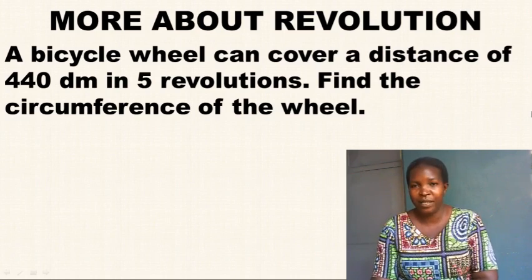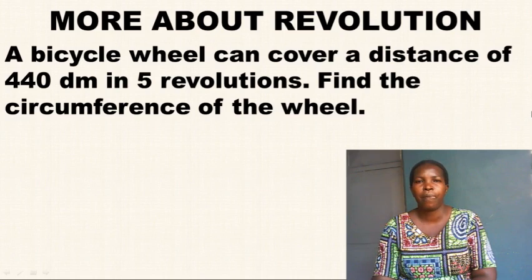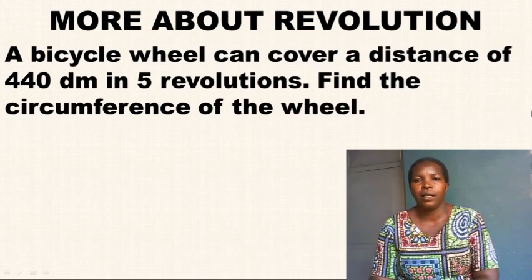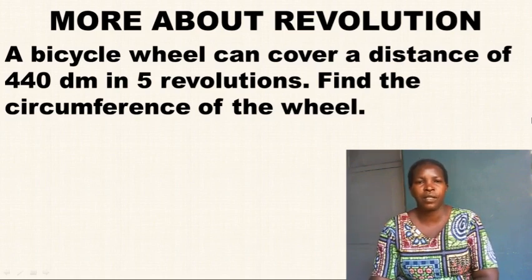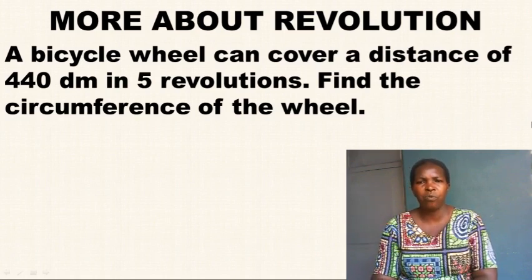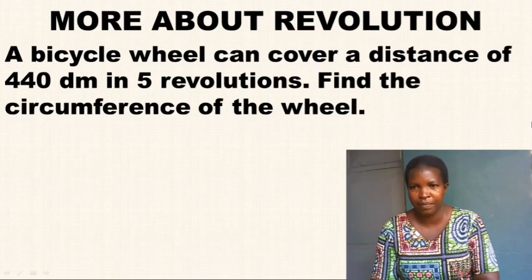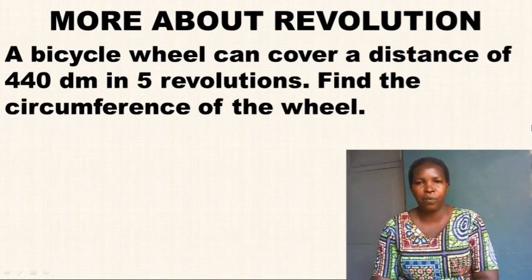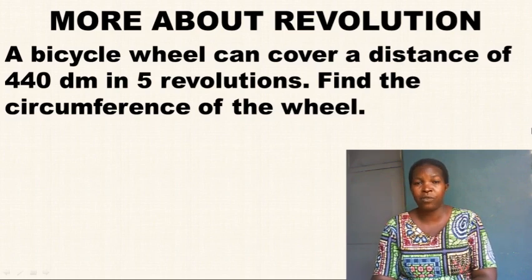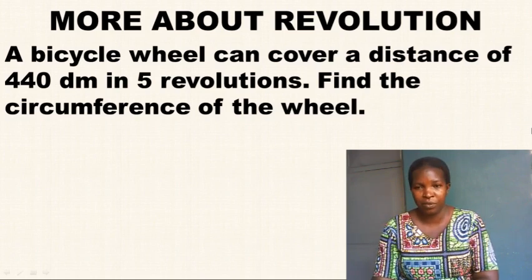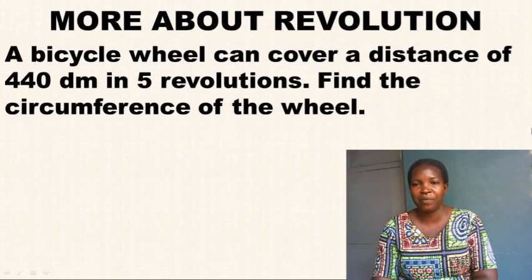Right now, today, I want to look at more about revolution. Everybody, more about revolution. And more about revolution, we shall look at our number one. A bicycle wheel can cover a distance of 440 decimeters in 5 revolutions. Find the circumference of the wheel. Let's read together. A bicycle wheel can cover a distance of 440 decimeters in 5 revolutions. Find the circumference of the wheel.